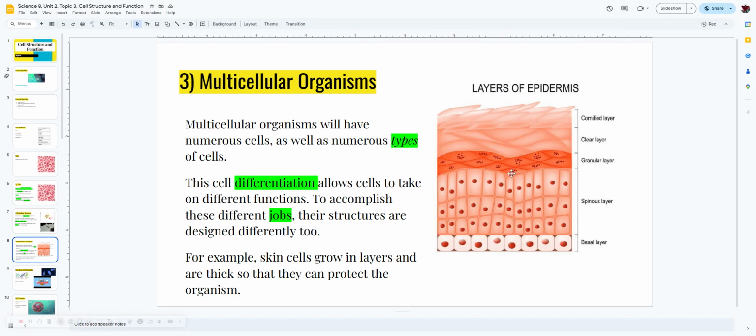Whatever the job is of a particular type of cell, that cell structure needs to look like that. Think of, say, a knife. What's the function of a knife? The function of a knife is to cut, right? So the structure of the knife has to be sharp, okay? So cell differentiation allows cells to take on different functions to accomplish these different jobs. Remember, function means jobs. Their structures are designed differently too.